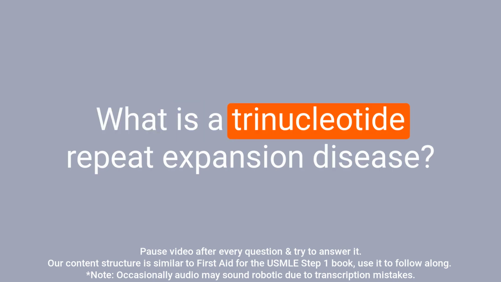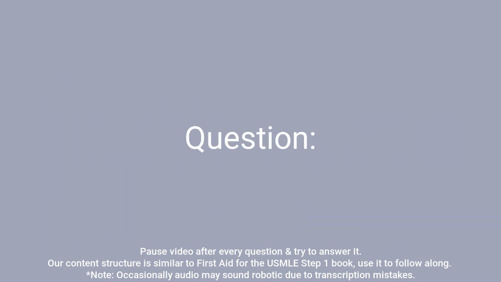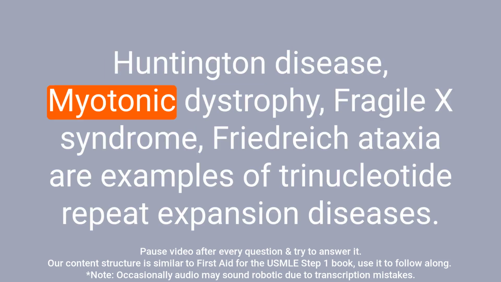Question: What is a trinucleotide repeat expansion disease? Answer: A trinucleotide repeat expansion disease is a genetic disorder caused by an abnormal expansion of a trinucleotide repeat sequence in a gene. Question: What are some examples of trinucleotide repeat expansion diseases? Answer: Huntington disease, myotonic dystrophy, Fragile X syndrome, Friedreich ataxia are examples of trinucleotide repeat expansion diseases.